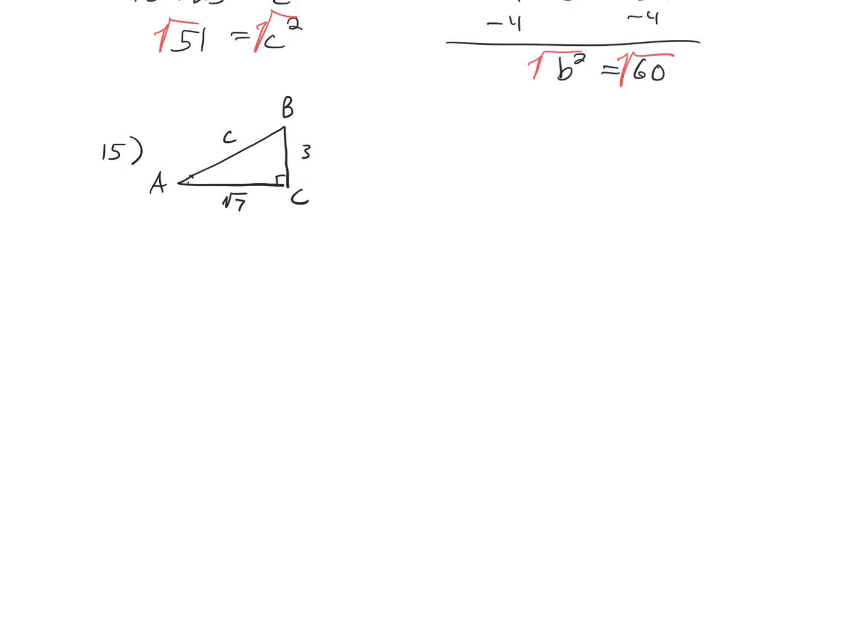So for this one, it's still leg squared, radical 7, that's a leg, squared, plus leg squared equals hypotenuse squared. So don't let this confuse you. We know when we square a square root, they undo each other. So we just get 7. And then 3 squared is 9 equals c squared. And you can solve it from there.